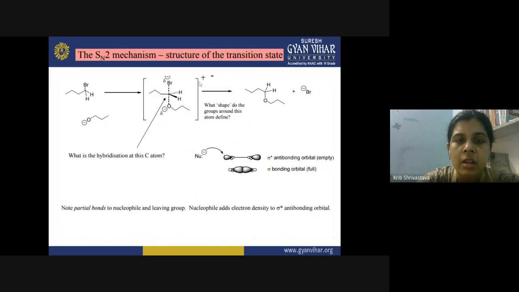Whenever we are drawing a transition state, we put a bracket around it, and we also put a hash sign over it. It shows that this is an activated complex having a very short lifetime. So when this type of state is formed, now what happens? Now the product molecule is formed by the removal of bromide.